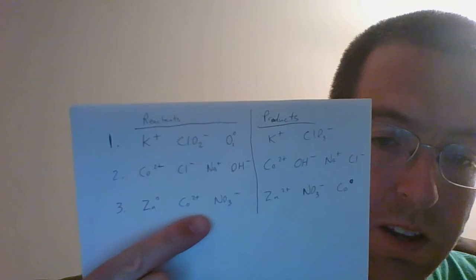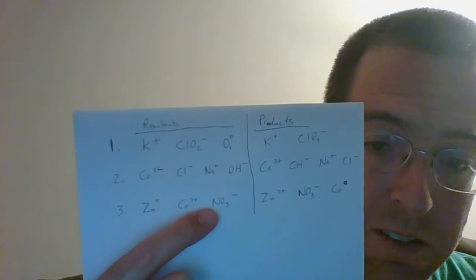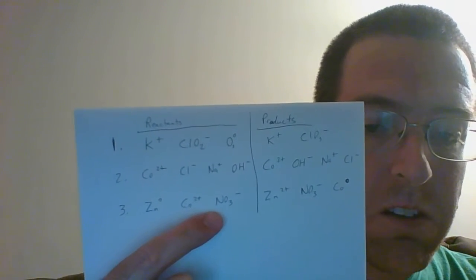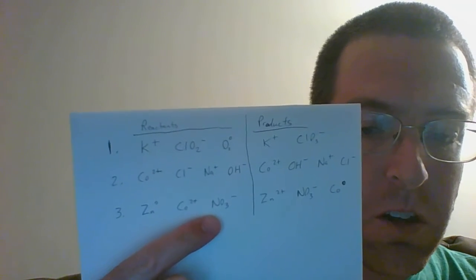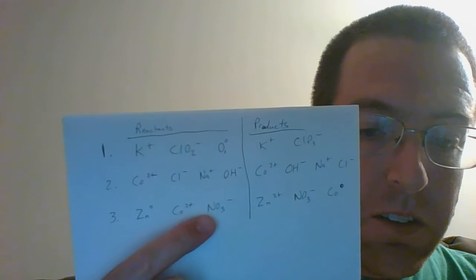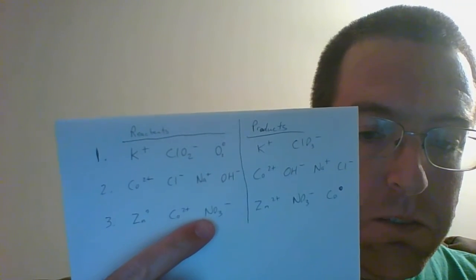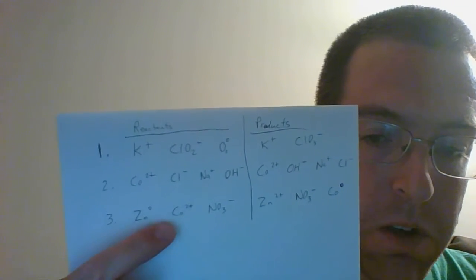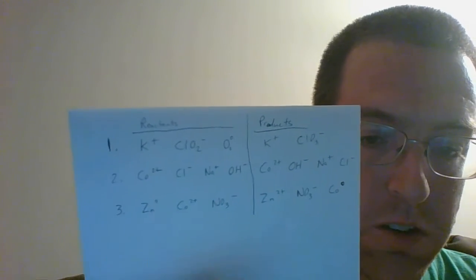And so cobalt is bound to 2 nitrates. All right, so this is again one of those polyatomic ions you need to know from that table that you had to memorize in chapter 3. So nitrate has a -1 charge. Since there's 2 of them, cobalt has to have a +2 charge.